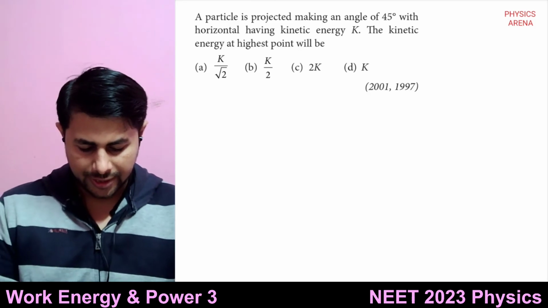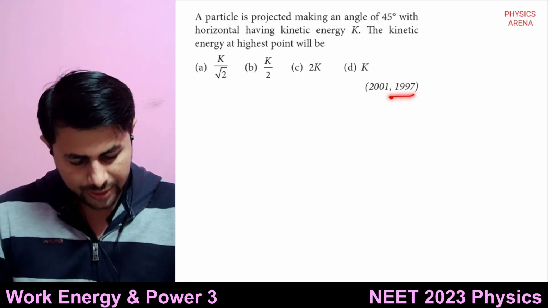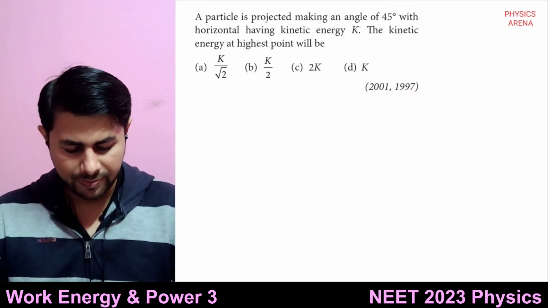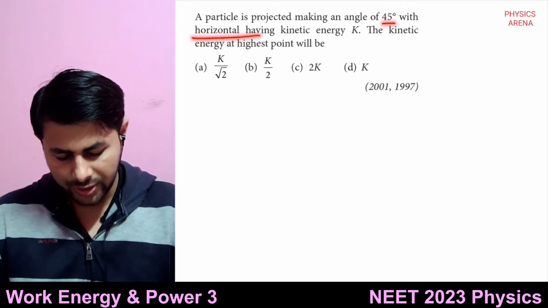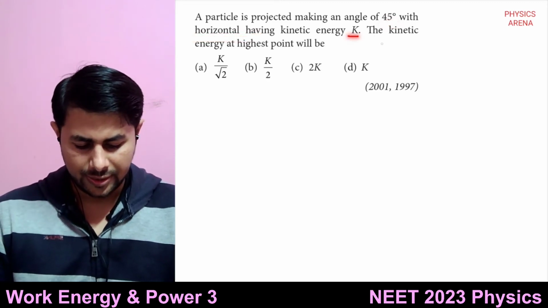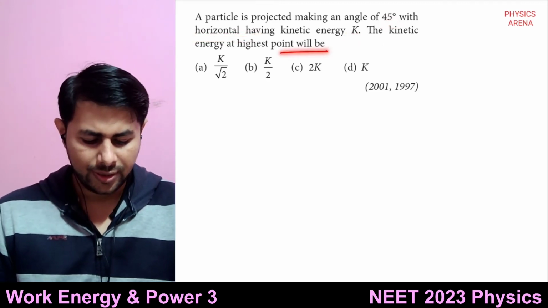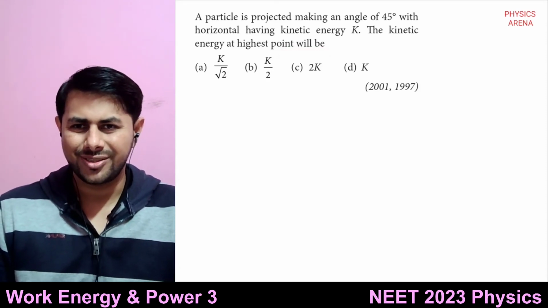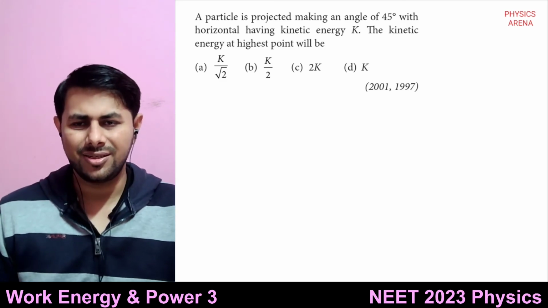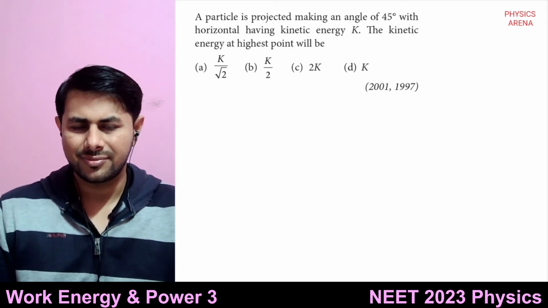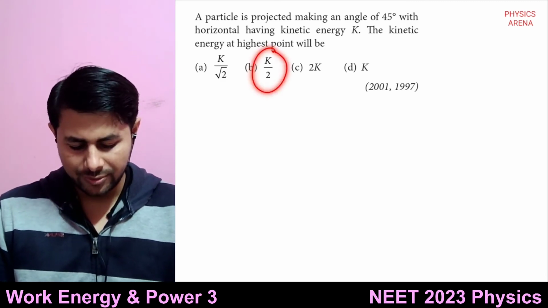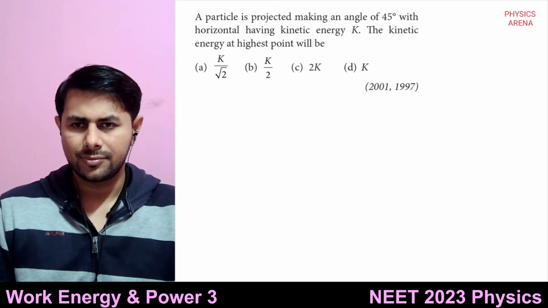So let's see this next question. This is repeated, 1997, 2001. A particle is projected making an angle 45 degrees with the horizontal having kinetic energy K. The kinetic energy at the highest point will be. Tell me. We have solved these kinds of questions, similar questions in projectile motion. It will be K by 2. Or did you forget?